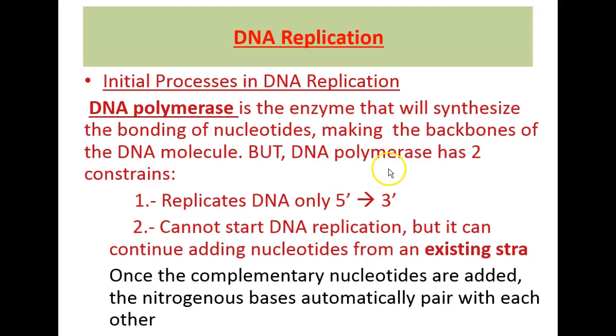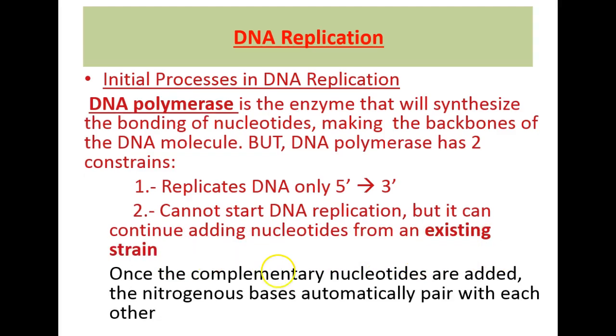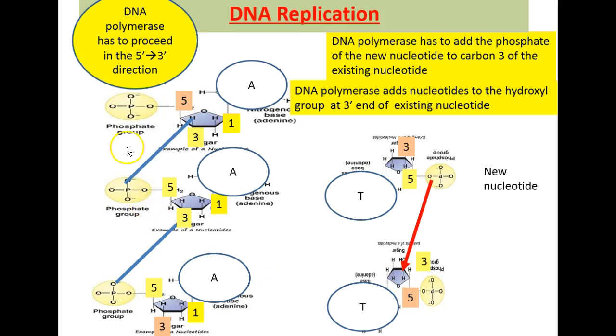However, DNA polymerase has two constraints. One, it can only replicate DNA proceeding in the 5' to 3' direction. Second, DNA polymerase cannot start DNA replication. It can only continue adding nucleotides from an existing strand. Let's look at the first constraint. DNA polymerase has to proceed in the 5' to 3' direction.